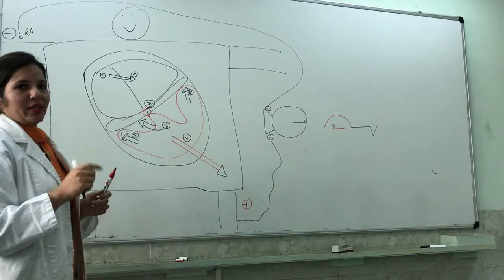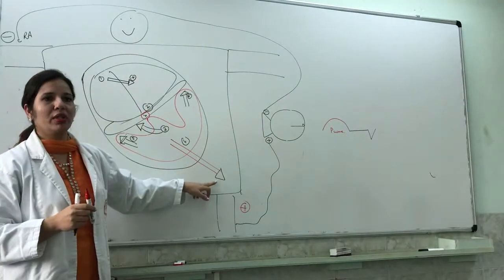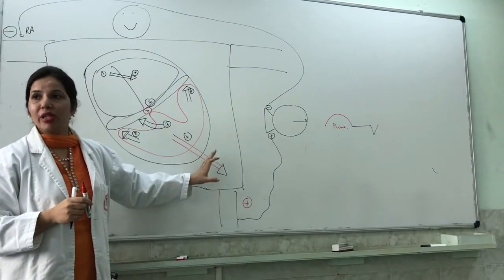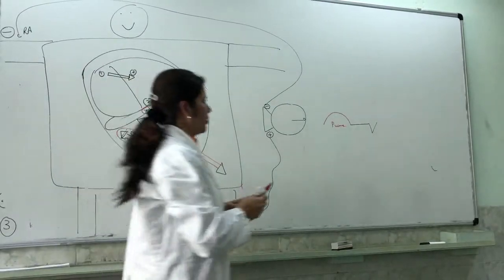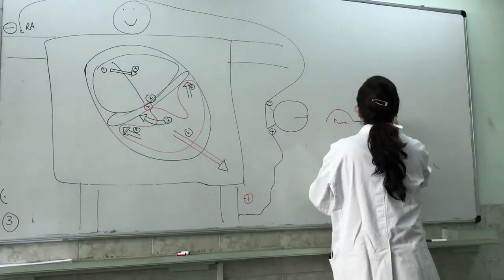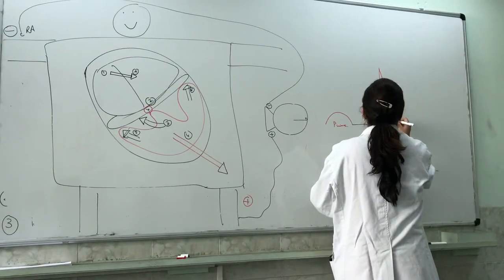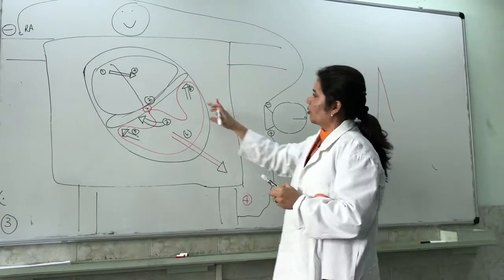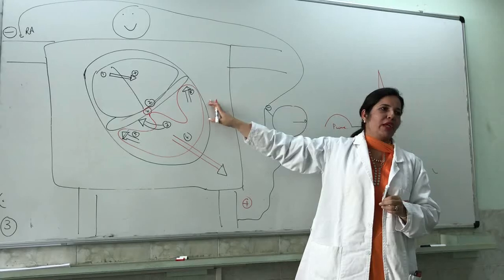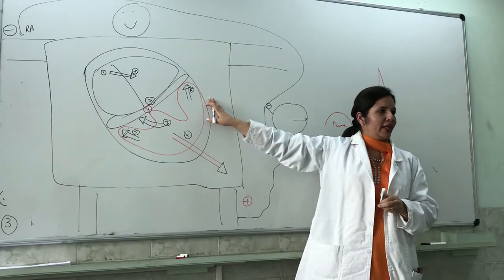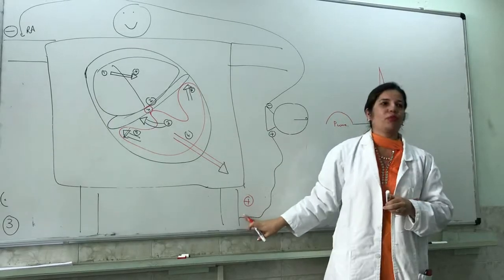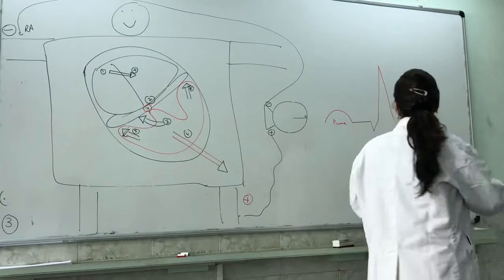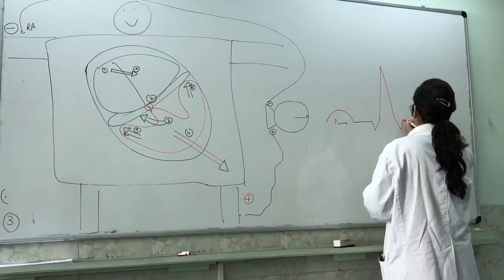The next vector is major ventricular depolarization. It is a big vector. Positive vector going towards the positive electrode, giving a positive deflection. Next, what will be the direction of the vector? The wave will be negative because the positive charge is going away from the positive electrode. So this is again a negative.